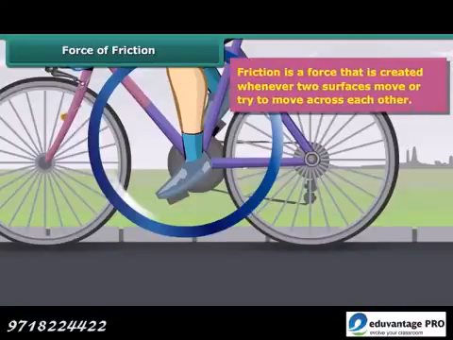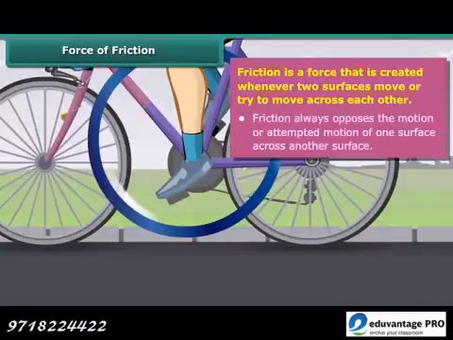Friction is a force that is created whenever two surfaces move or try to move across each other. Friction always opposes the motion or attempted motion of one surface across another surface. The force which resists the motion of a body while moving on a surface is called friction.